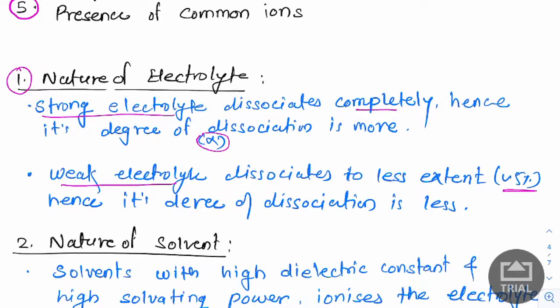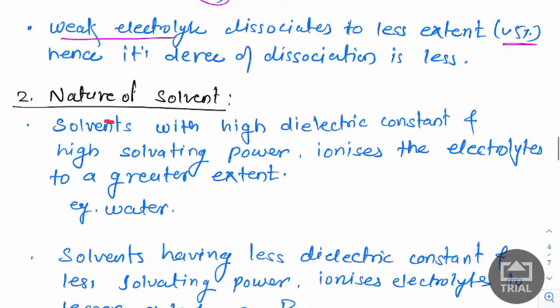Okay. Now, the second factor is nature of solvent. A solvent with high dielectric constant and high solvating power ionizes the electrolyte to a greater extent. The solvent which you are using should have a high dielectric constant and high solvating power. For example, water. Water is the best solvent which has high dielectric constant and high solvating power.